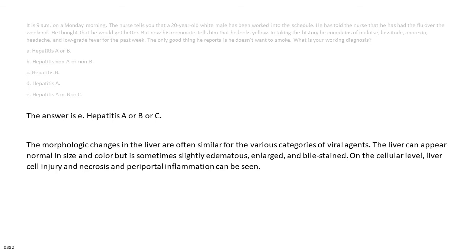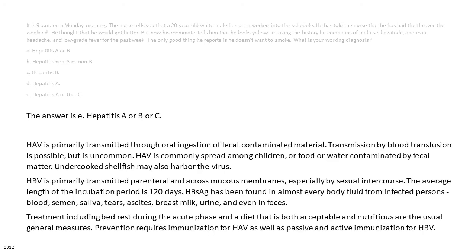The morphologic changes in the liver are often similar for the various categories of viral agents. The liver can appear normal in size and color but is sometimes slightly edematous, enlarged, and bile-stained. On the cellular level, liver cell injury and necrosis and periportal inflammation can be seen. HAV is primarily transmitted through oral ingestion of fecal contaminated material. Transmission by blood transfusion is possible, but is uncommon. HAV is commonly spread among children, or by food or water contaminated by fecal matter. Undercooked shellfish may also harbor the virus.